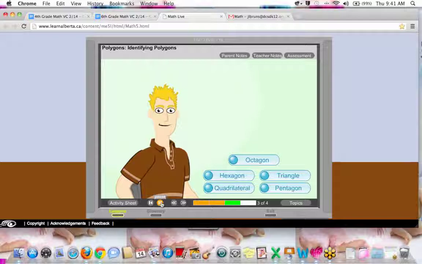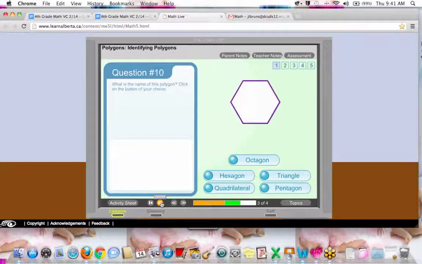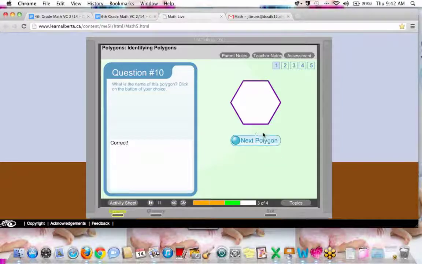Now that we know how they are named, let's identify a few polygons. What is the name of this polygon? Click on the button of your choice. All right, go ahead and type it into the chat. 1, 2, 3, 4, 5, 6. You could even just type the prefix if you want, the first part that means 6. Very nice, Dakota. This is a hexagon. Correct.